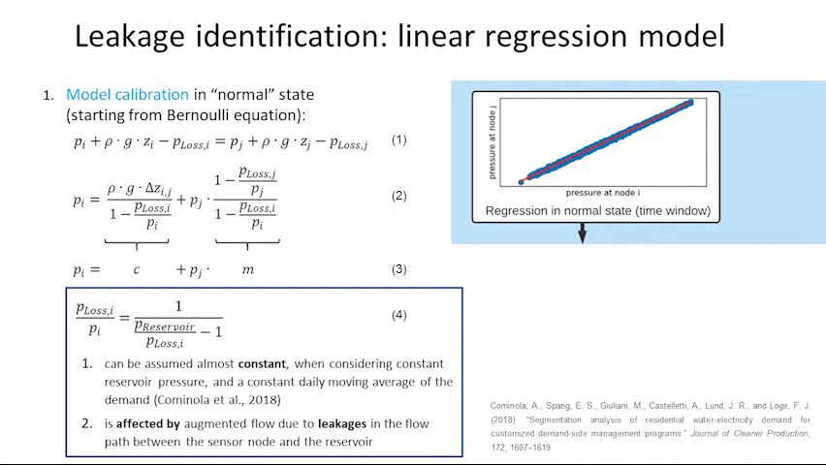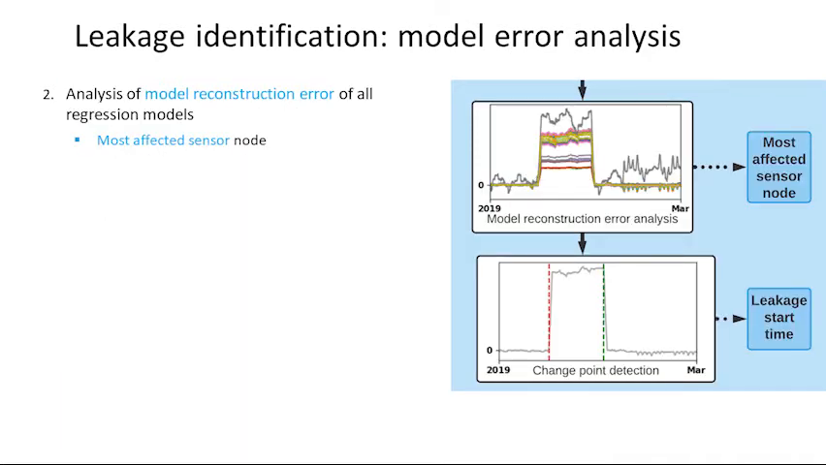To analyze why this regression is possible, meaning why the expressions in equation 2 can be assumed constant, let's take a look at the term of the pressure loss divided by pressure for each node. In this term represented in equation 4, substituting the pressure at node I with the pressure loss relation of I and the reservoir yields the term on the right side. Now assuming constant reservoir pressure and constant daily average pressure losses, the expressions in equation 2 can be equally assumed constant.